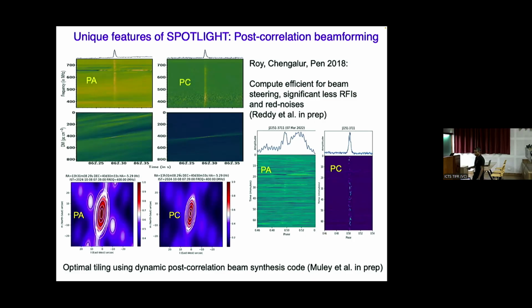In addition to that, when you look in the image plane, the beams look much cleaner in the PC compared to the PA, because you have the incoherent sum, the self terms addition, which makes those side lobes and the little broader beams much cleaner. This will also help us to localize, because you have a much cleaner beam.